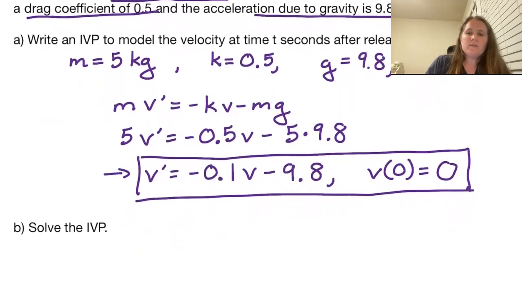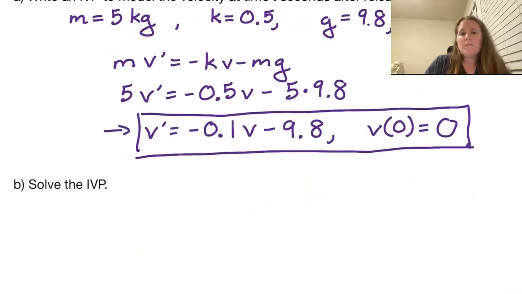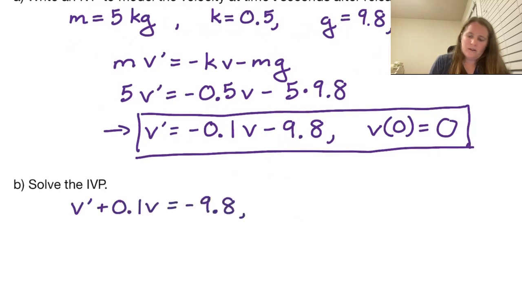So now we want to solve that IVP. This is a non-homogeneous linear differential equation. It is also separable. Personally, I think it's fastest to solve it by finding the homogeneous solution and then variation of parameters, but it is up to you whether you want to do separable or that route. So we have v prime plus 0.1 v is equal to negative 9.8. Initial condition, v of 0 equals 0.